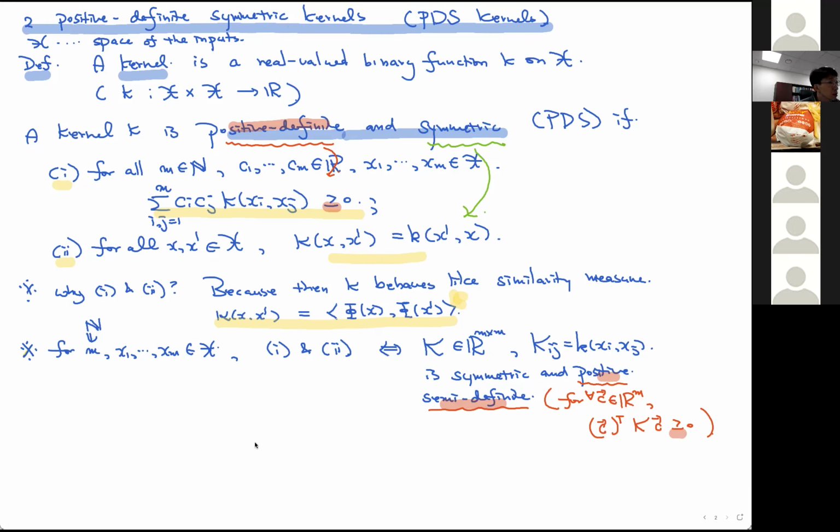Perhaps you don't remember about this, but this is the second property: symmetric and positive semi-definiteness implies the following. That is equivalent to saying that K is symmetric, and K's eigenvalues are real and non-negative.